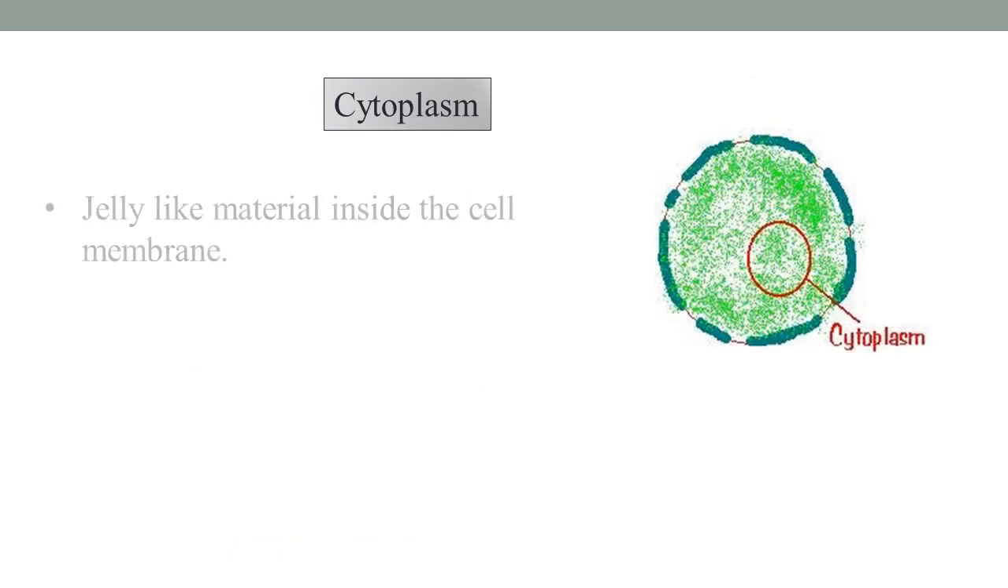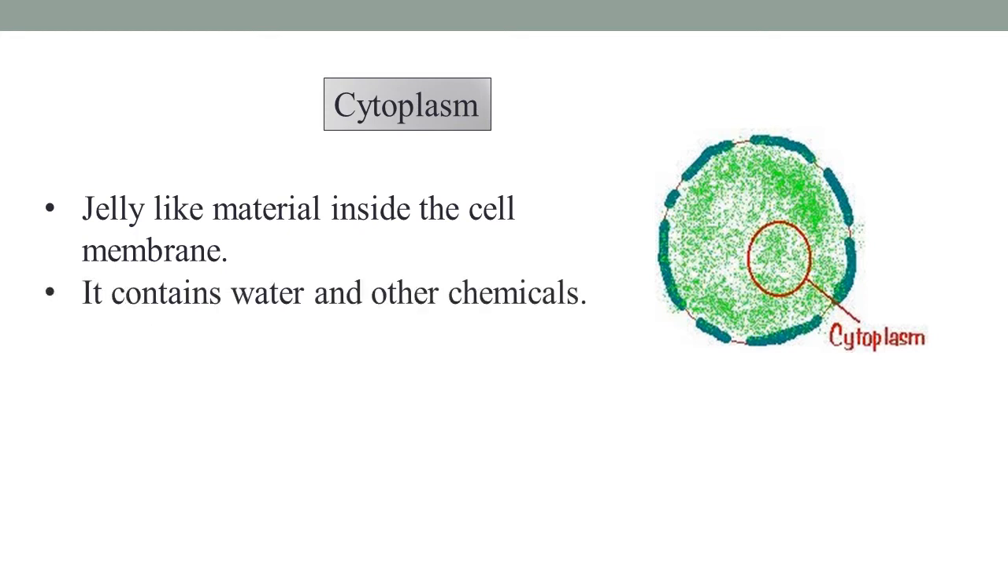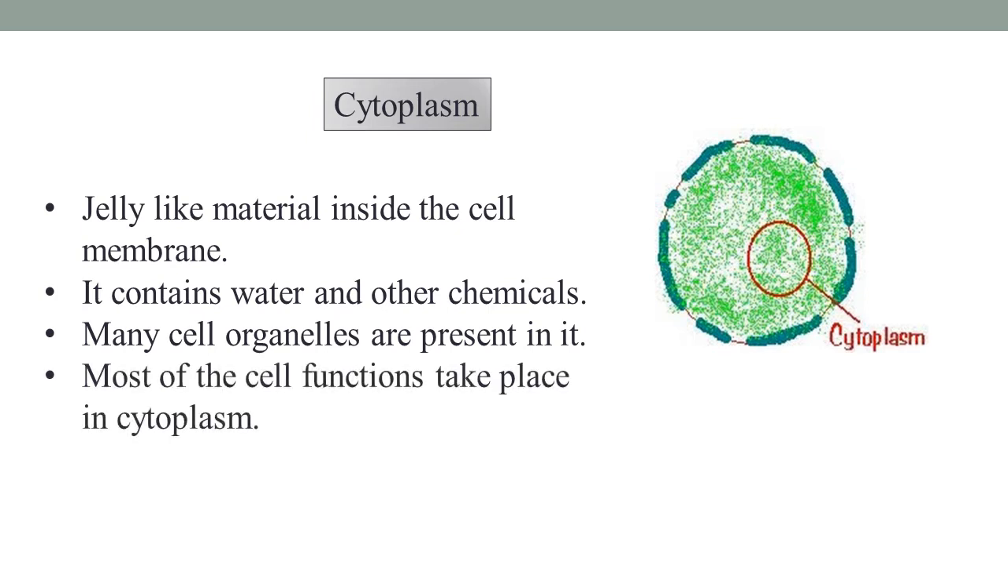Cytoplasm. A gel-like material inside the cell membrane is called cytoplasm. Or we can say that the contents of the cell inside the cell membrane, except for the nucleus, is called cytoplasm. It contains water and many other chemicals. Cell organelles are also present in the cytoplasm, such as endoplasmic reticulum, mitochondria, vacuoles, and many others. Mostly cell functions take place in the cytoplasm.